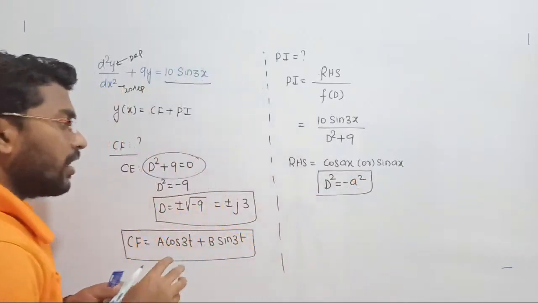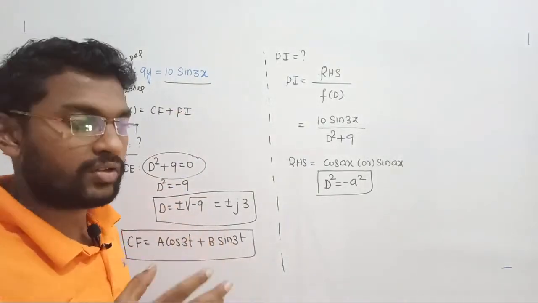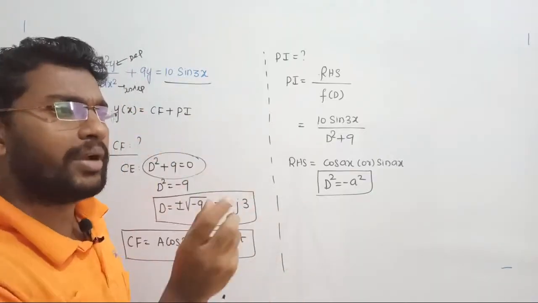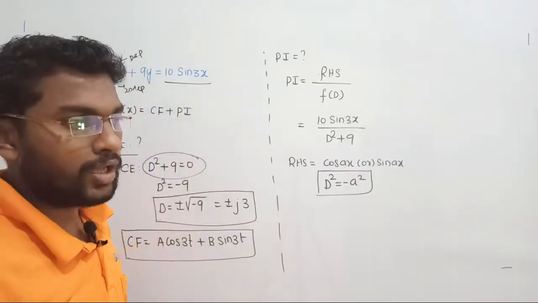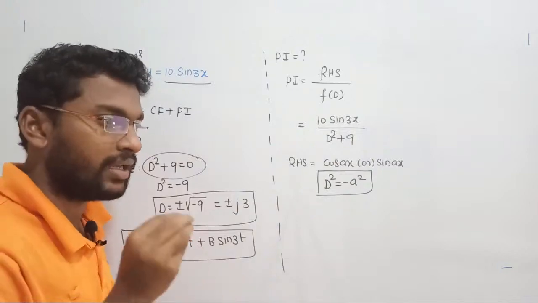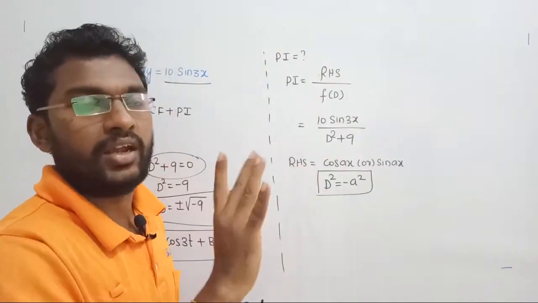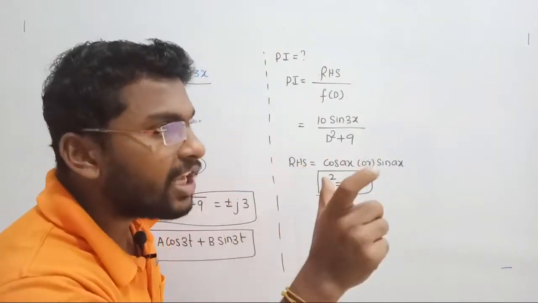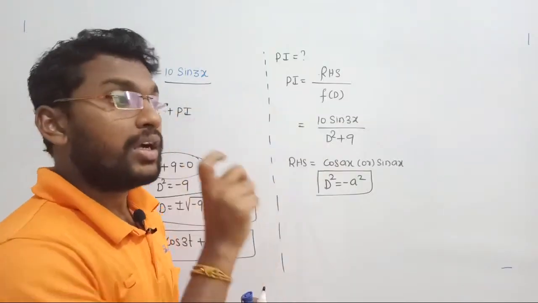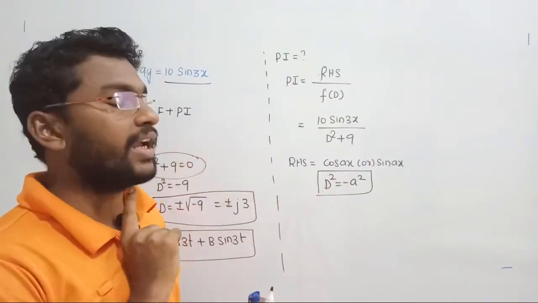Guys, if your RHS is e power ax, an exponential function, then wherever there is D, D square, D cube, everywhere you can directly substitute the value in place of D. But if you have sin or cos, then in the denominator your target is only D square. If you find any D, don't touch D. If I have D cube, you can write it as D square dot D, and in place of D square we can substitute, but you are never supposed to touch D. You should never touch D.